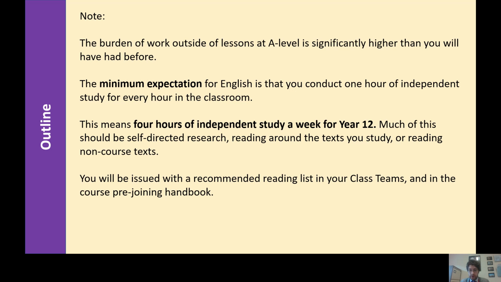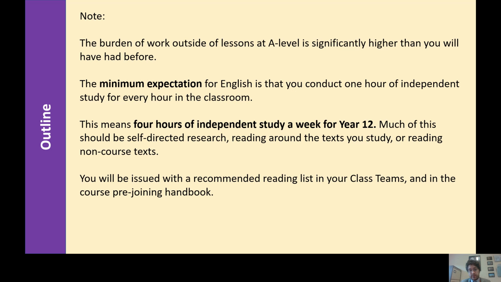There's a lot more work at A-level. So a lot of this independent study, as I say, is self-directed research. Reading non-course texts as well is going to be a part of it, because of course literature, as I say, it's an ongoing conversation. As an ongoing conversation, it's influenced by multiple other conversations, by multiple other voices.